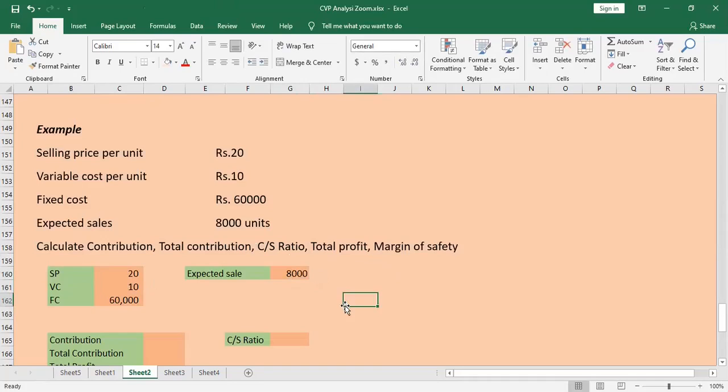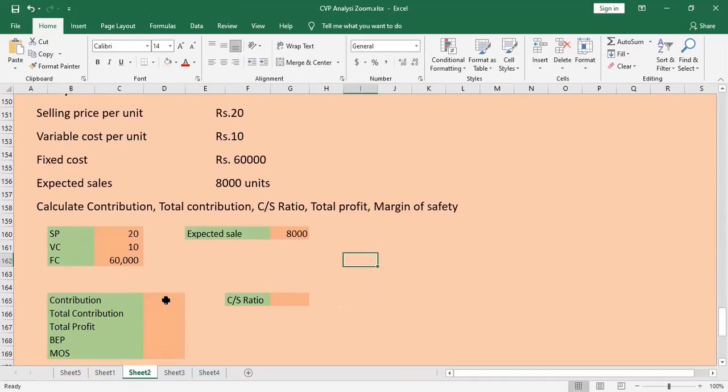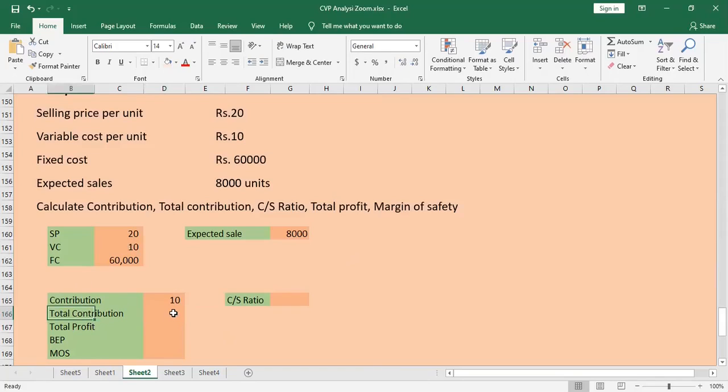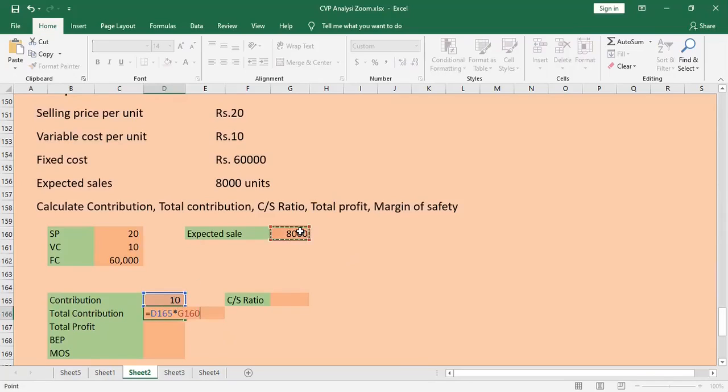Right. So how do you calculate the contribution? Easy. Sales price minus variable cost. We have 20 minus 10, variable cost is equal to 10. So you are getting 10 rupees contribution. How do you calculate the total contribution? Easy. Unit contribution multiplied by the number of units. How much are you going to sell? That is 8,000. So you are getting 80,000 rupees as your total contribution.